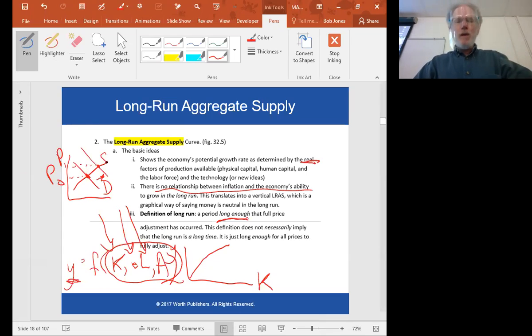And when we talk about the long run, we're simply saying what's going to happen over a period of time that is long enough for the full price adjustment to occur. When we talk about the short run, we just mean a period of time that isn't long enough for the full price adjustment to occur. So note, long run does not necessarily imply that it is a long time.